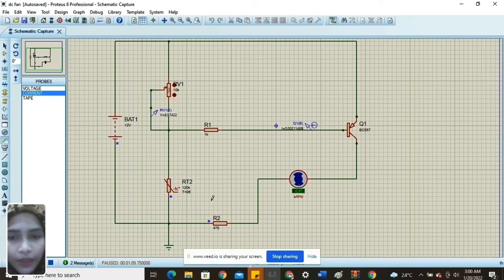Okay, as we can see here, when the temperature is 95 degrees Celsius, where the laptop is too hot, the DC fan rotates at 0.57 kilo RPM, which is equivalent to 570 RPM. And the base current at the PNP transistor is 0.0021 ampere. Meanwhile, the voltage across the potentiometer is 8.97 volts.